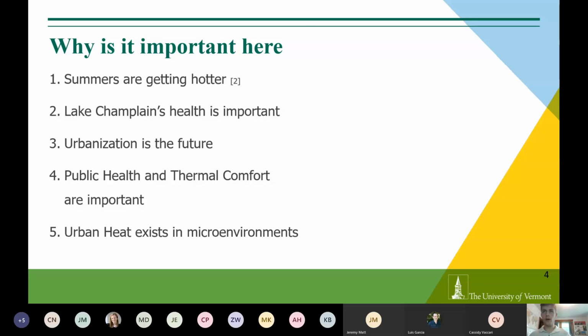And five, urban heat exists in microenvironments. So small changes in land use, such as a flat patch of grass next to an asphalt parking lot, could present a variation in temperature. And it's important to know that this impact exists and the extent to which it impacts the surrounding area.